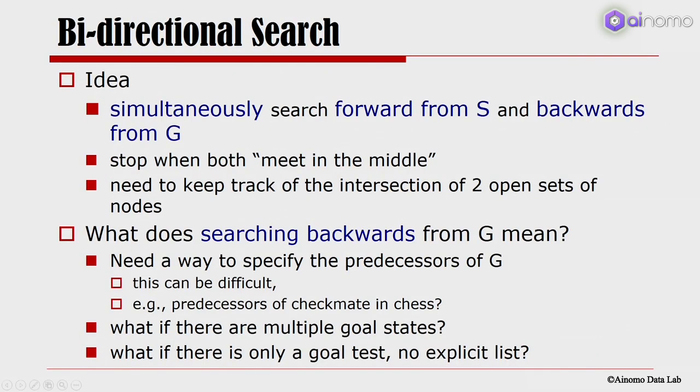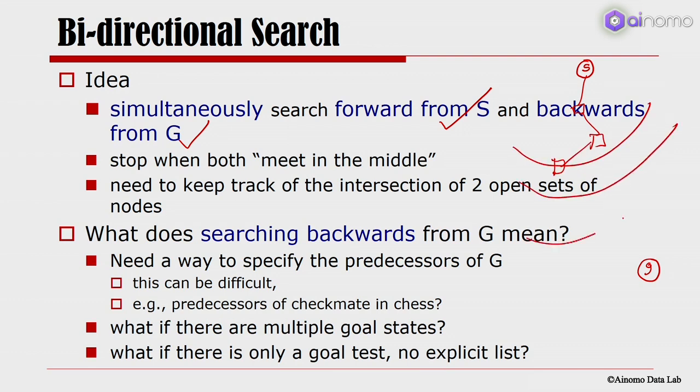Next, we just highlight one idea of simultaneously searching forward from S and backward from G. So stop when both meet. So we have a node S here and we have a G here. We are looking for a solution from S to G. So you keep on expanding and looking for a fringe. So the fringe keeps on coming here, and from G you keep on going in this side, and we stop when these two fringes come and meet.